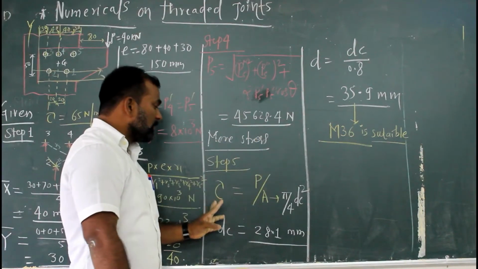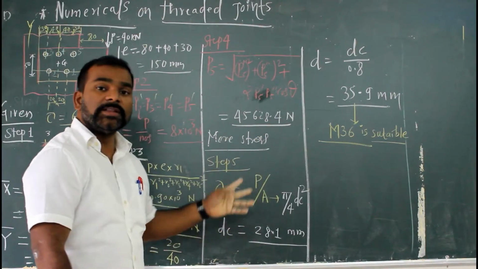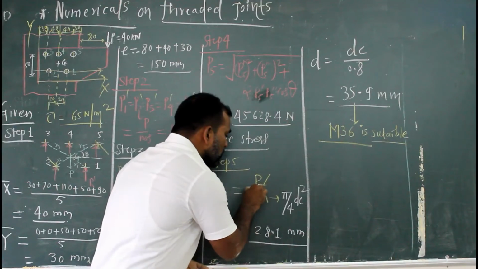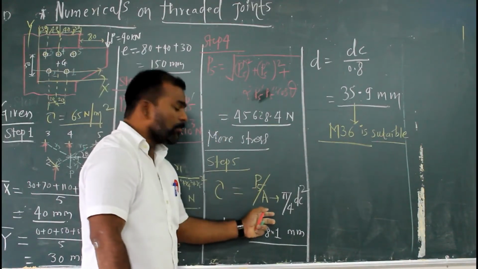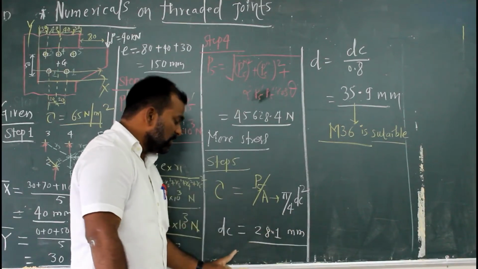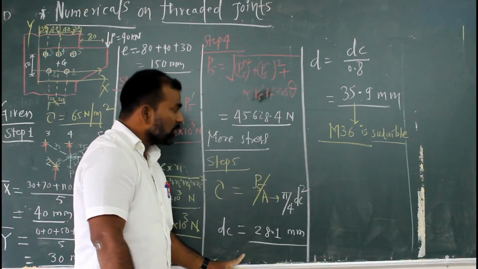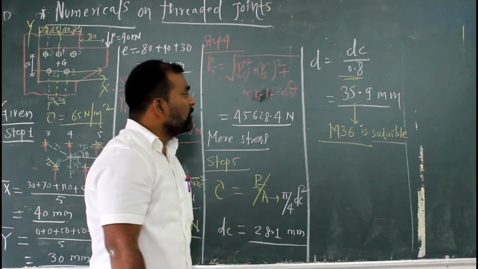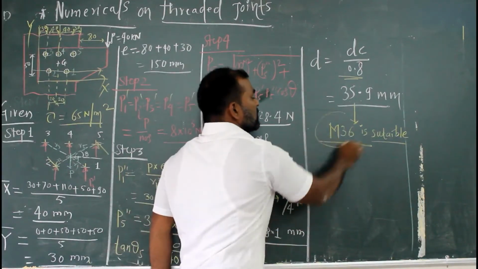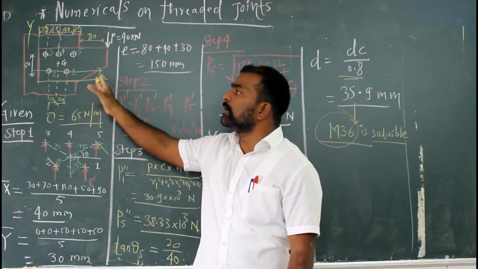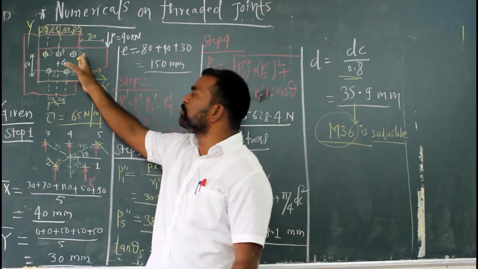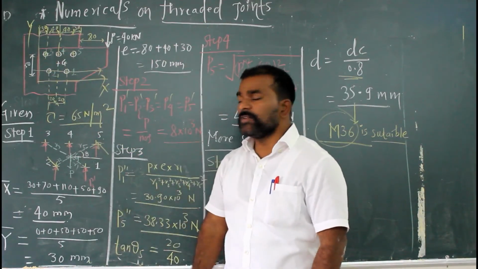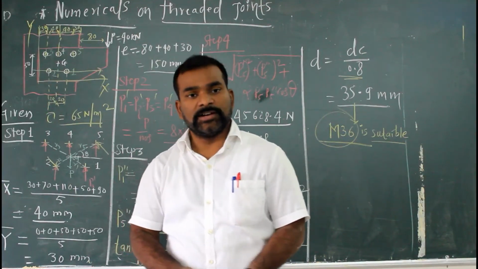After this, tau is the maximum shear stress developed in that fifth bolt, P by area. So here the resultant P5, where maximum stress occurs, divided by area, pi by 4 dc square, where dc is 28 point something. After this, if I use dc by 0.8, which is the standard, I will get 35.9 mm. So I can say that an M36 bolt is suitable for the 40 kN load, and it will sustain the load. And this M36 bolt is applicable to every bolt we can use. So in this way we can solve any kind of numerical related to threaded joints. Thank you.